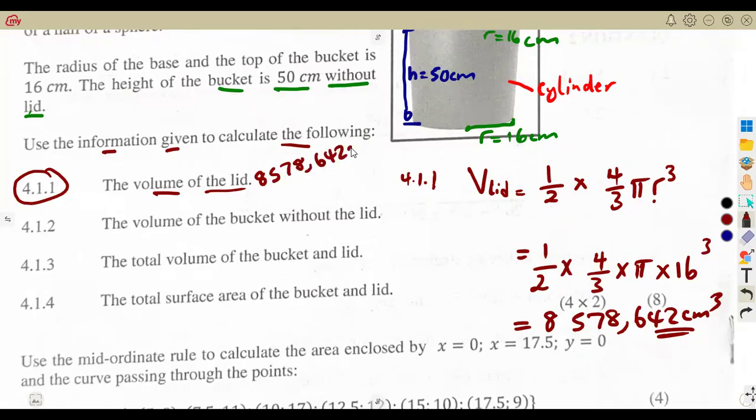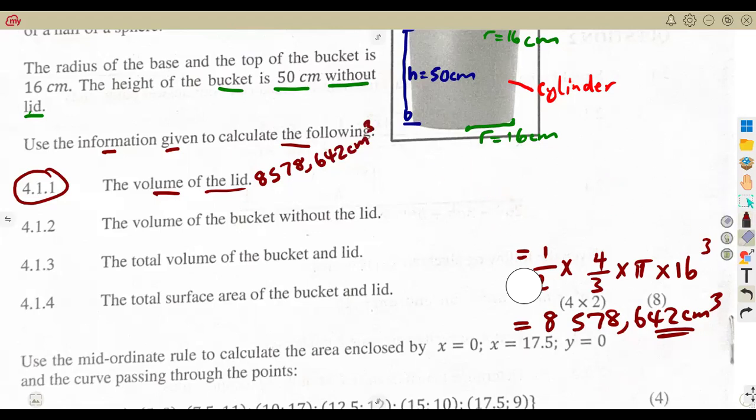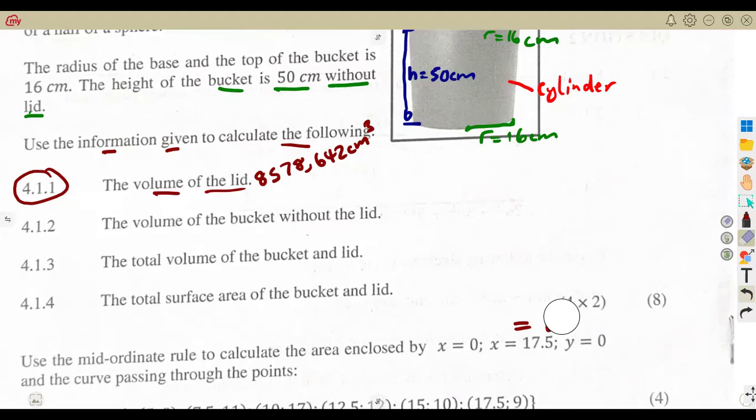8,578,642. Just going to write this. I need to remove this one. All right. So you just have to be careful there.